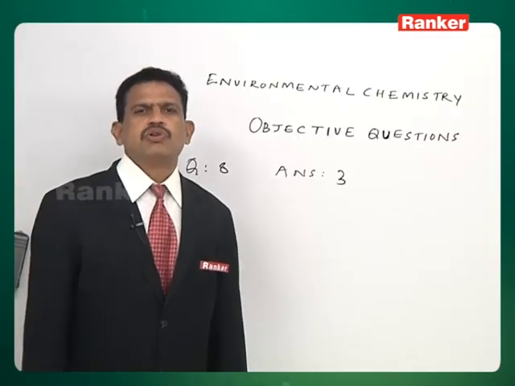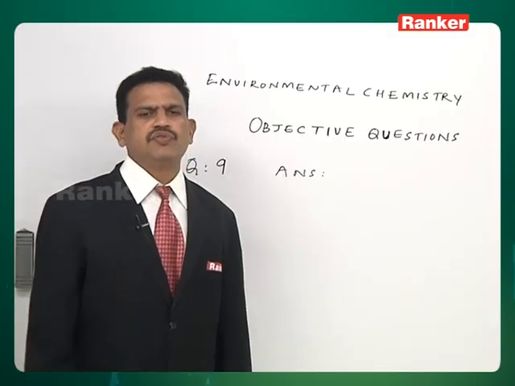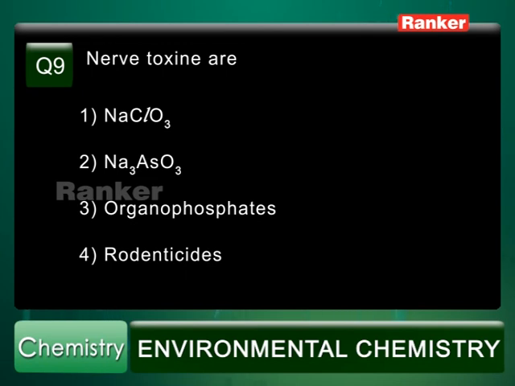Moving to question number 9. Nerve toxins are: option 1, sodium chlorate, NaClO3. Option 2, sodium arsenate, Na3AsO3. Option 3, organophosphates. Option 4, rodenticides. The nerve toxins consist of organophosphates, so we can go for option 3.